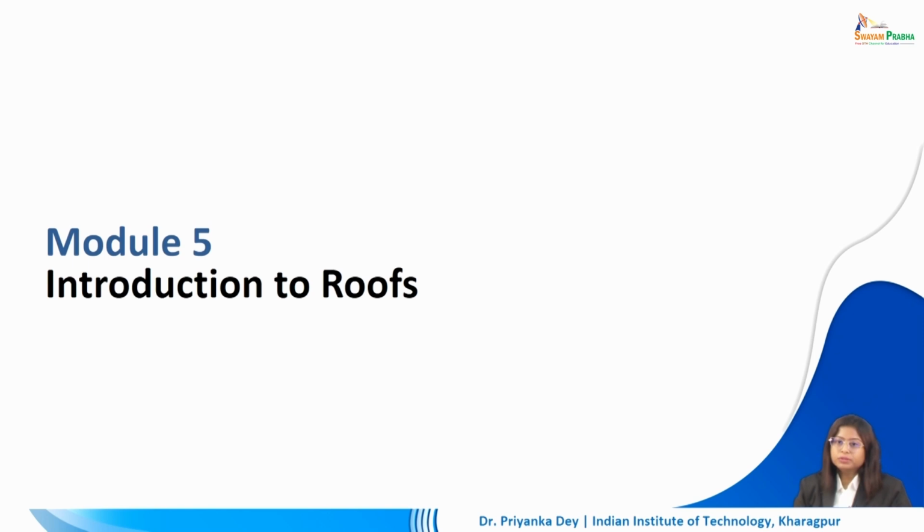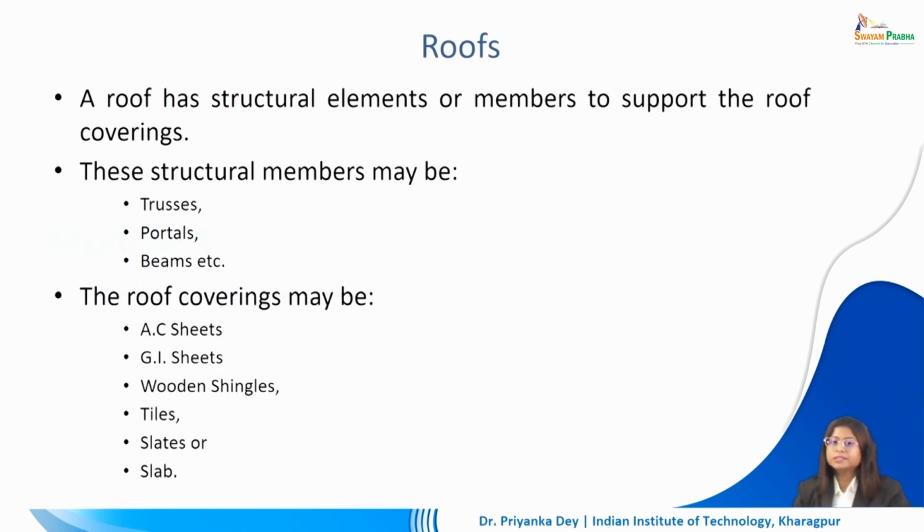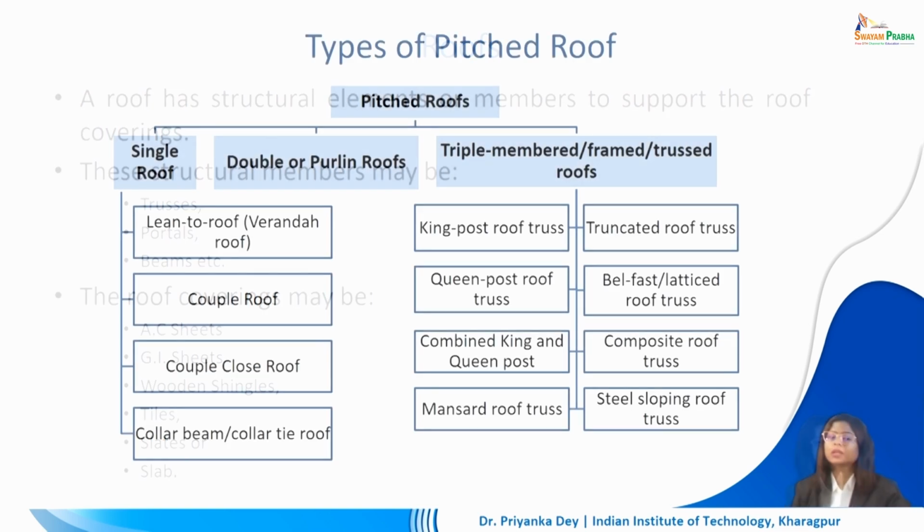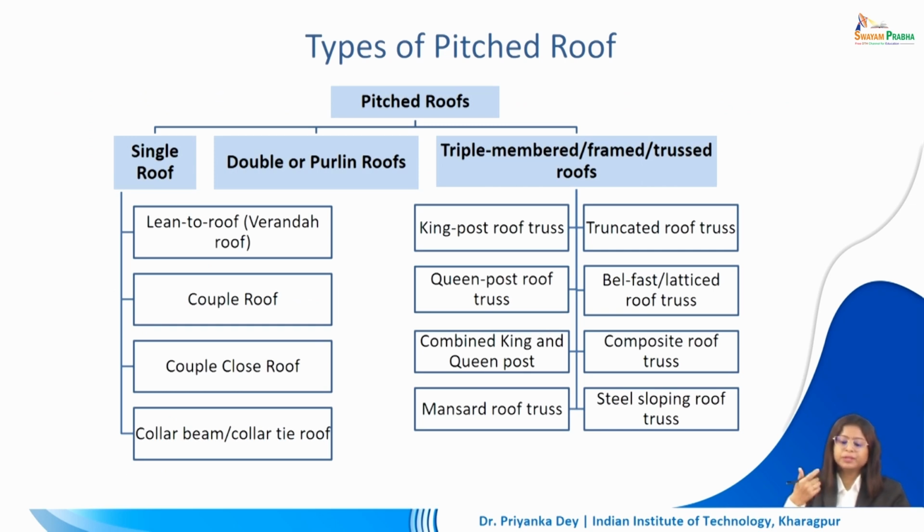The next module was on roofs. A roof is a structural element or member to support the roof coverings. These structural members can be trusses, portals or beams, and the roof covering can be AC sheet, GI sheet, wood shingles, tiles, slates or slab. If we want to further classify pitched roofs, it can be a single roof, a double roof or a triple member roof. The name is different based on the number of wooden components that we are using to create this roof.